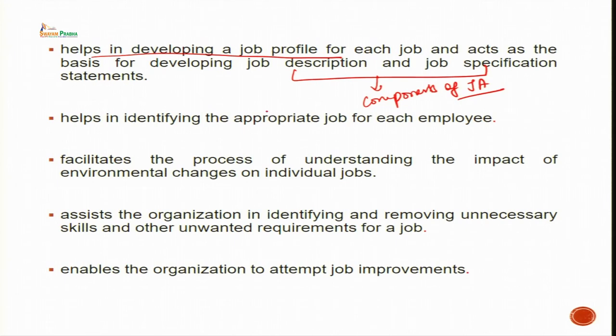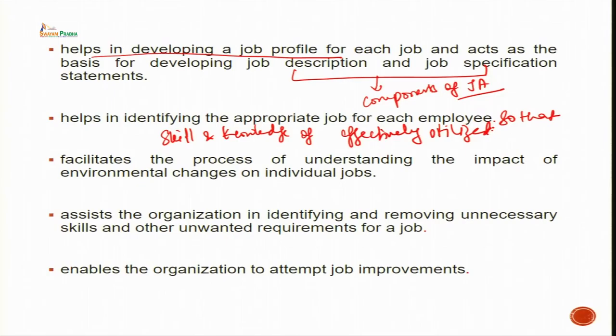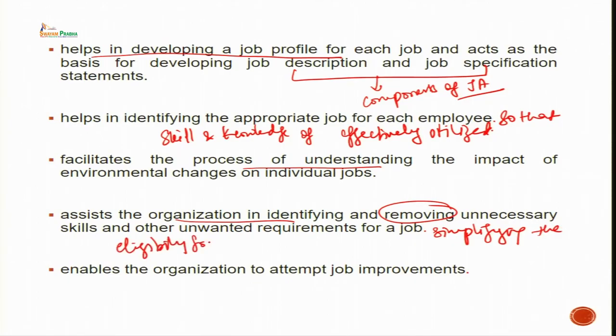It helps in identifying the appropriate job for each employee, so that the skill and knowledge of these employees are effectively utilized. It also facilitates the process of understanding the importance of environmental changes in individual jobs and also assists the organization in identifying and removing unnecessary skills or other unwanted requirements from the job, which actually helps in simplifying the eligibility for the job.